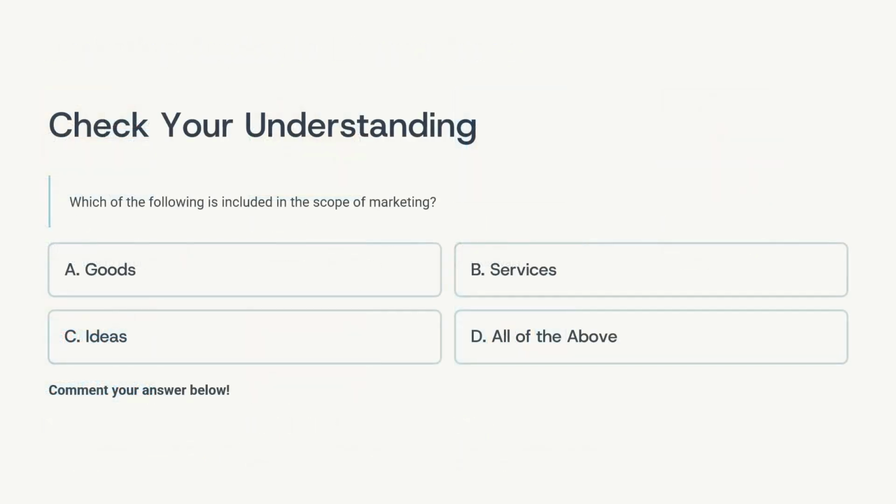Here's a quick question for you. Which of the following is included in the scope of marketing? Goods, services, ideas, or all of the above?